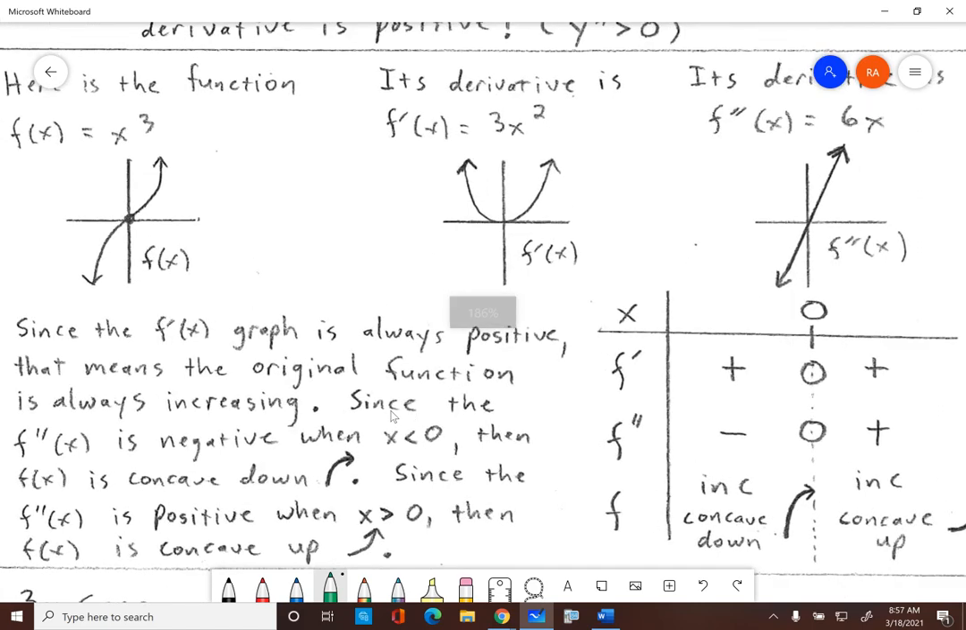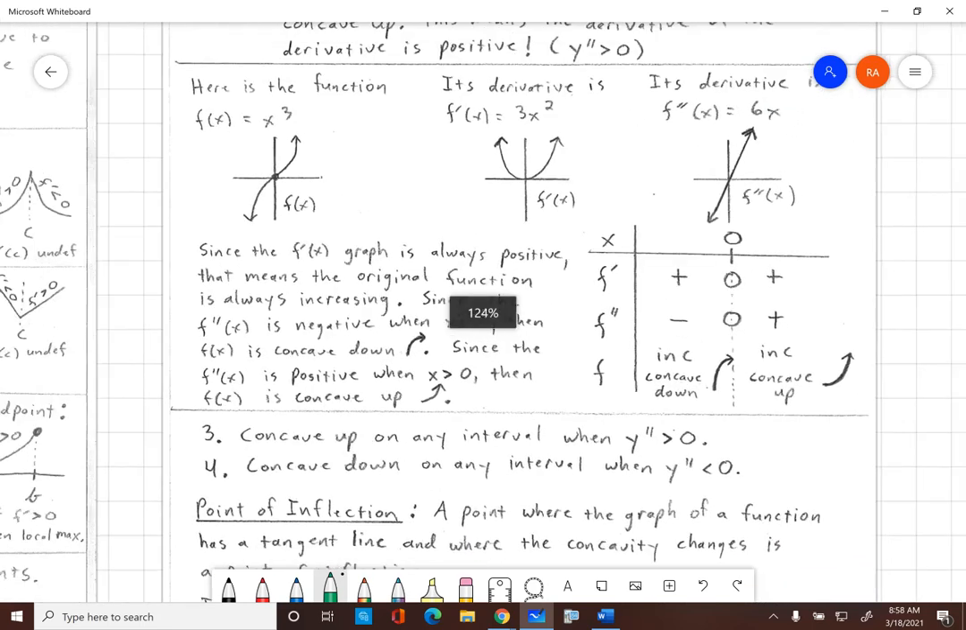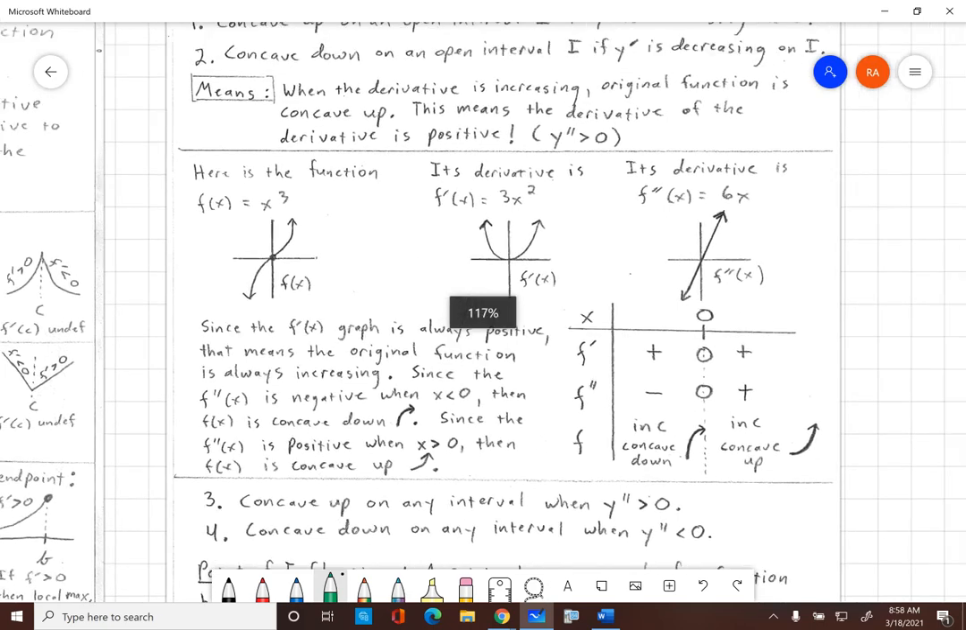So again, here's the recap. Since f prime is always positive, that means the original function is always increasing. Since the second derivative is negative, the original function is concave down. Since the second derivative is positive, the original function is concave up. Cool.